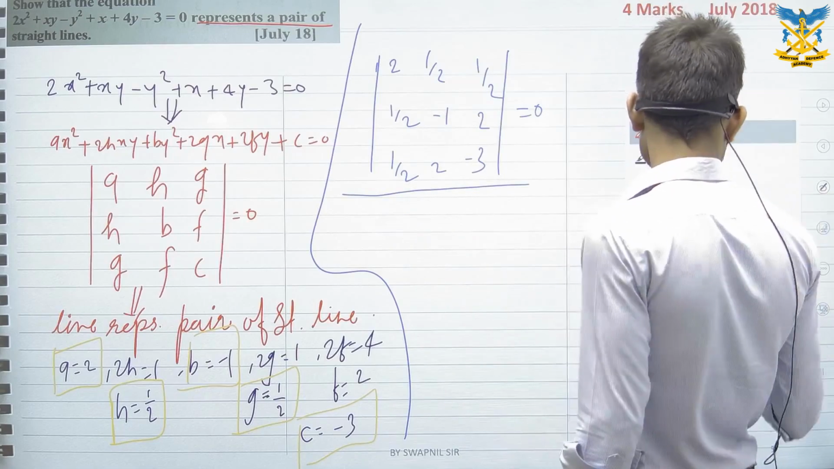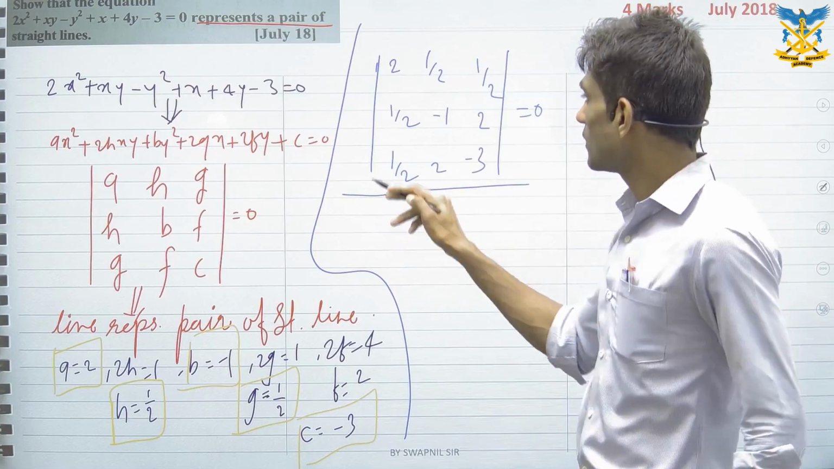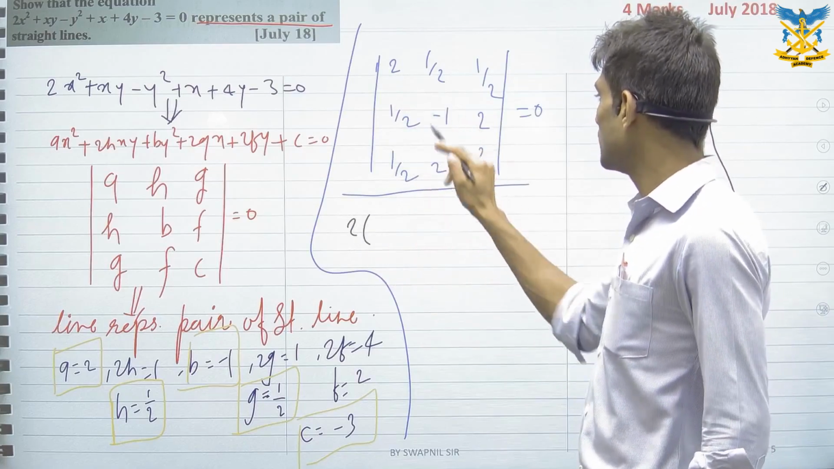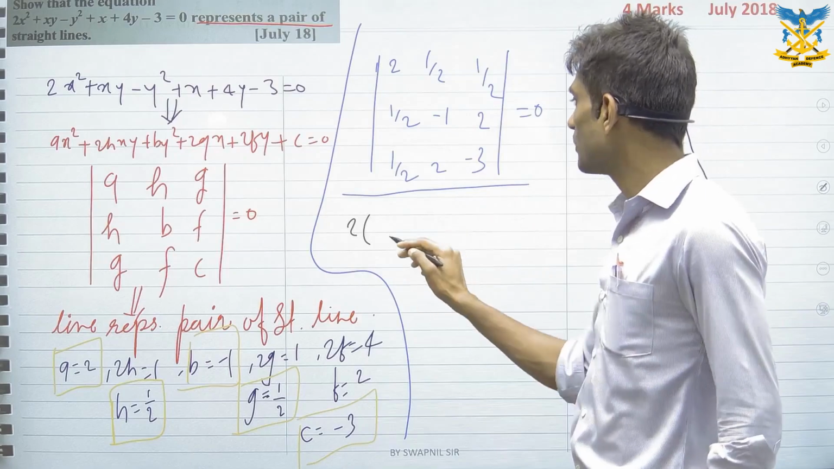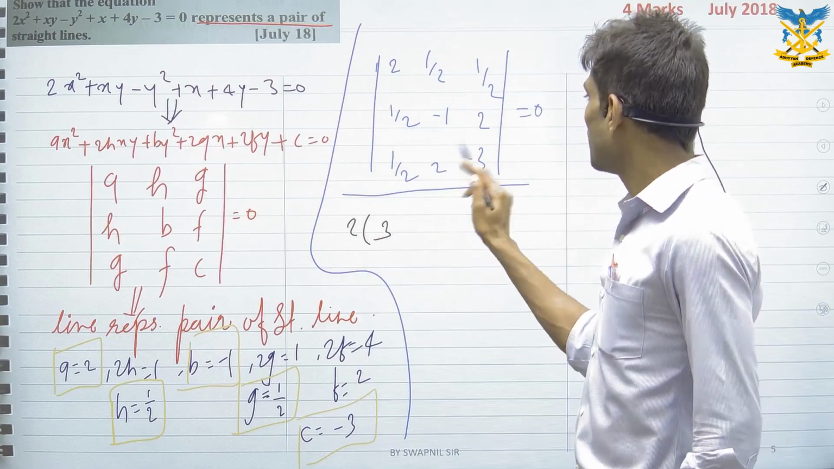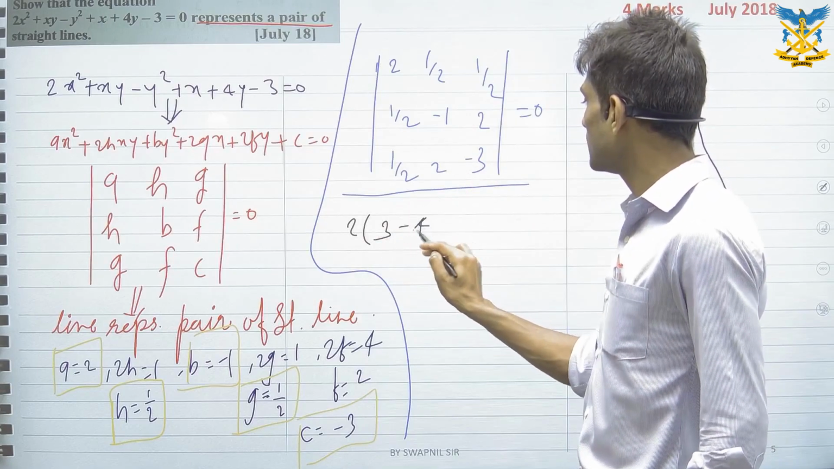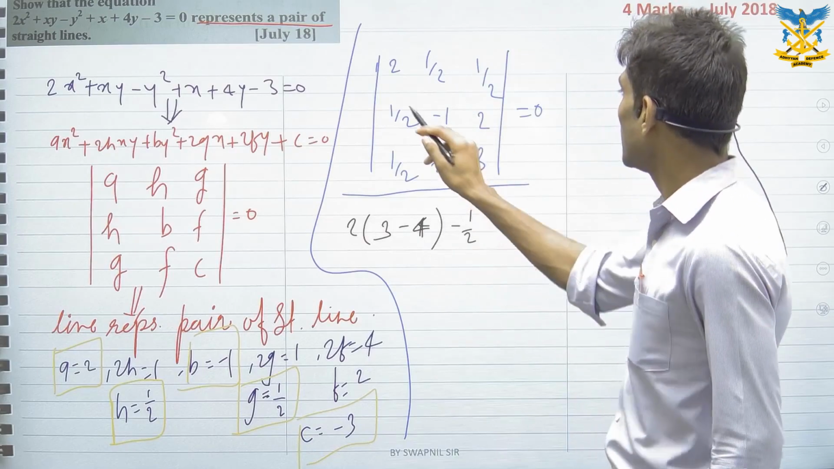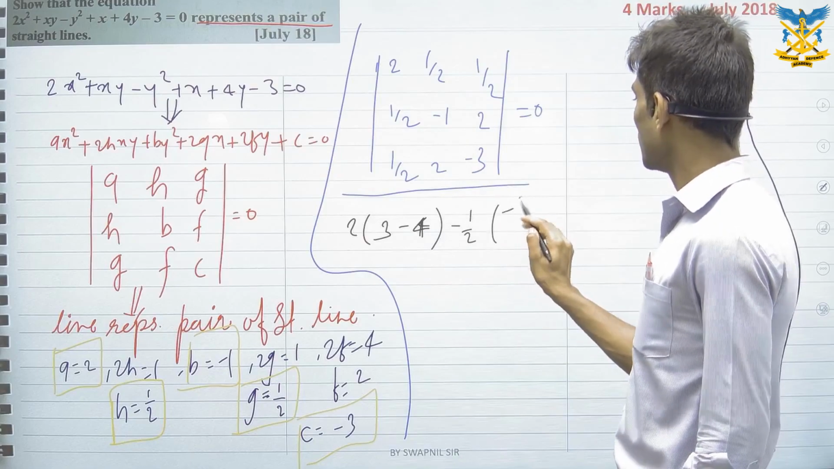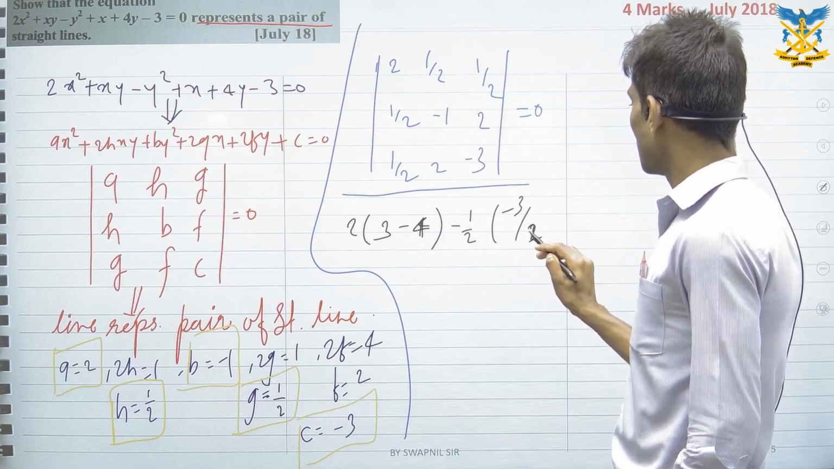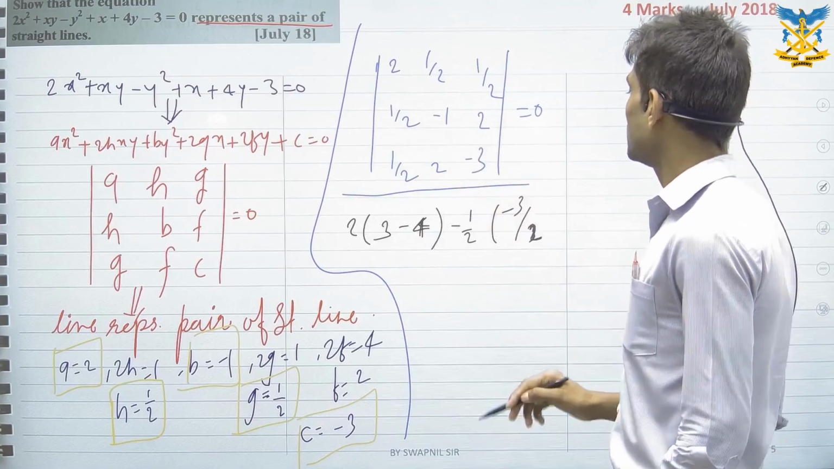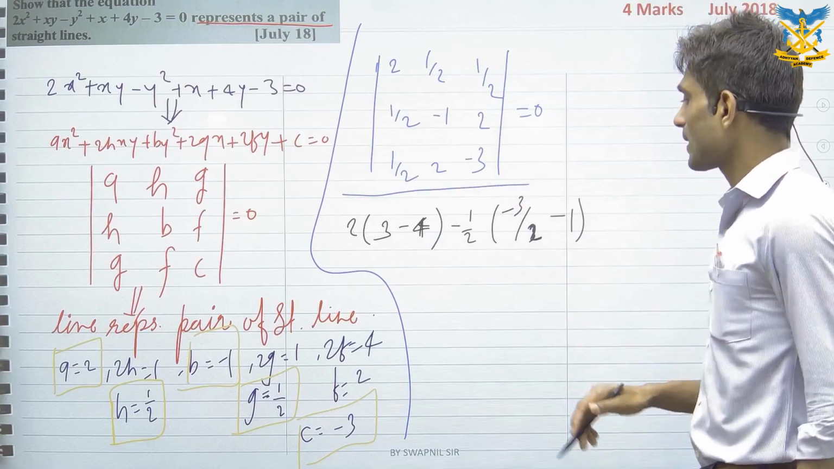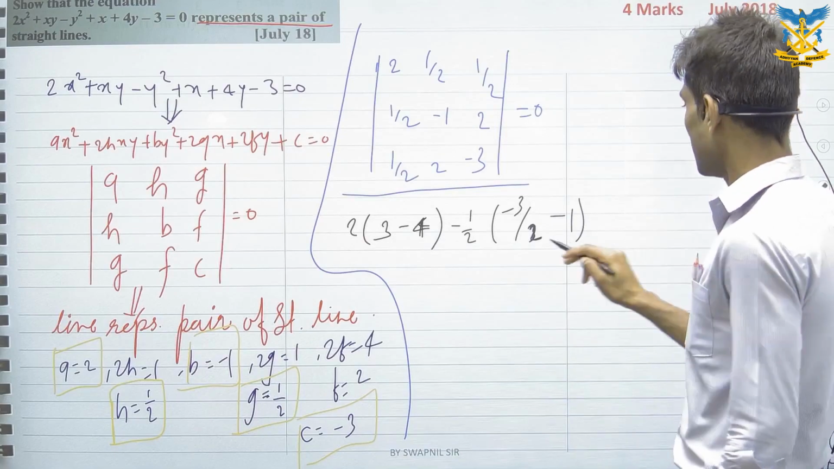Let me change the color, so this one will be good. So 2 outside the bracket, and we take this 2 by 2 determinant: minus 1 into minus 3 is only 3, minus 2 twos are 4. This is the first term. Next, negative of 1 by 2 under the bracket, minus 3 by 2. Why minus 3 by 2? Because 1 by 2 into minus 3 is minus 3 by 2, minus 1 by 2 into 2 is 1.